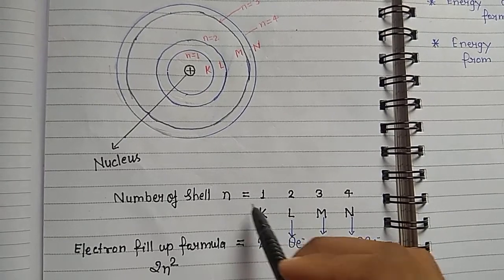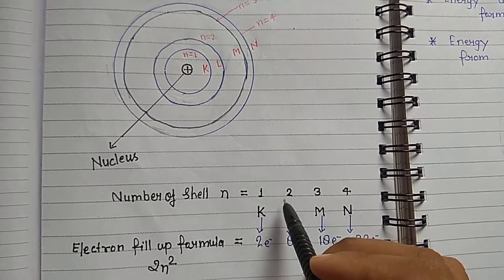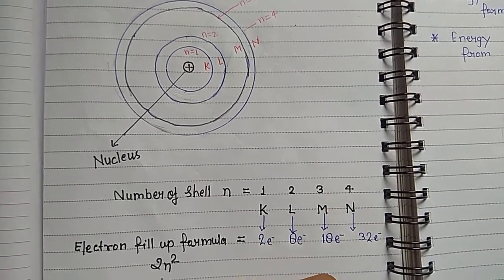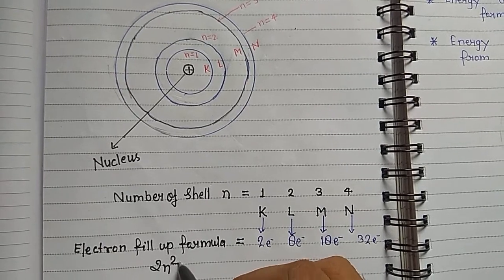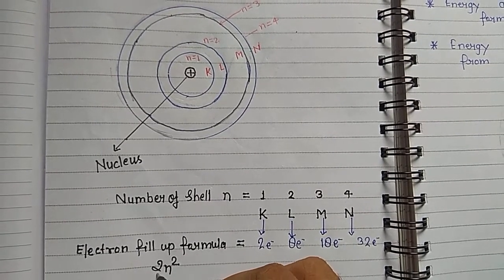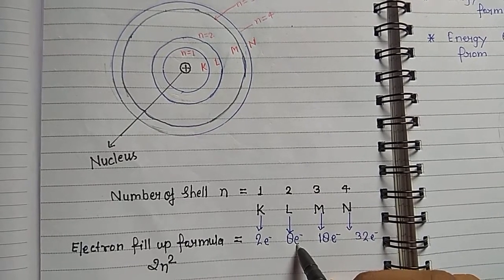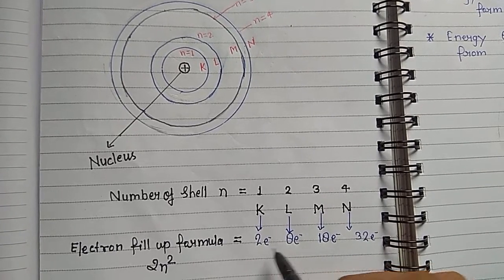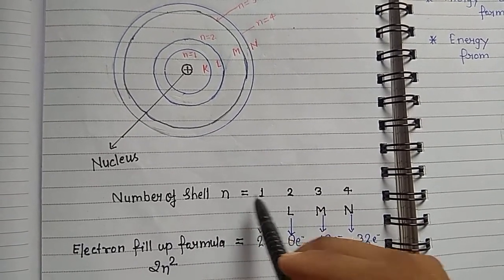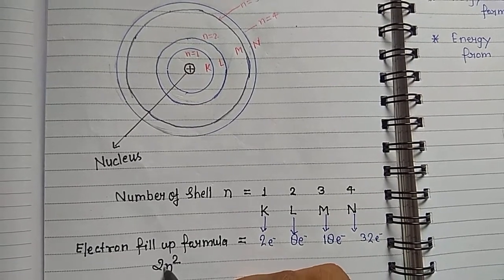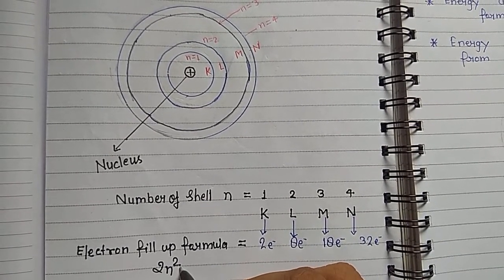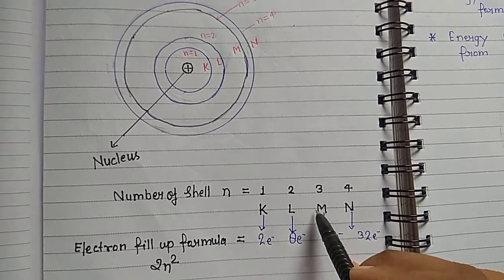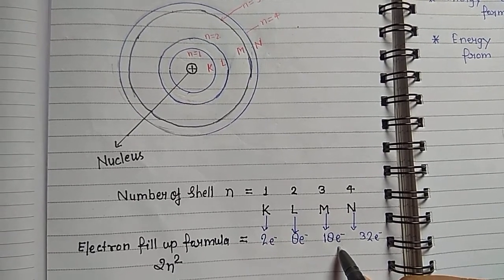For the L shell, n is equal to 2. Put the value of n equal to 2 in this formula: 2 into 2 square. 2 square means 4, then multiplied by 2, you will get 8 electrons. That means the L shell has a maximum of 8 electrons. Similarly, for the M shell, n is equal to 3, that means 2 into 3 square. 3 square is 9, multiplied by 2, you will get 18 electrons. So the M shell has a maximum of 18 electrons.